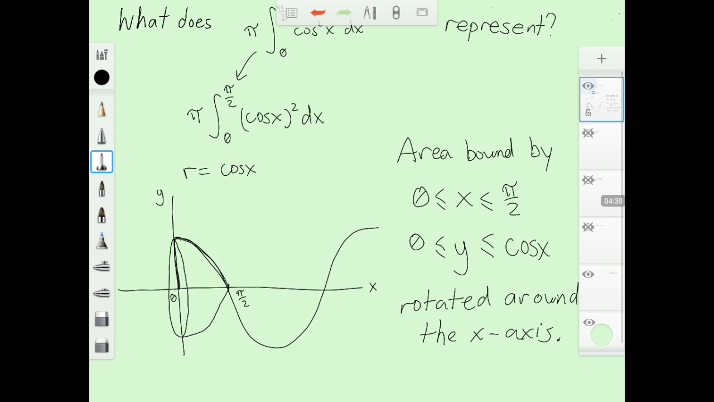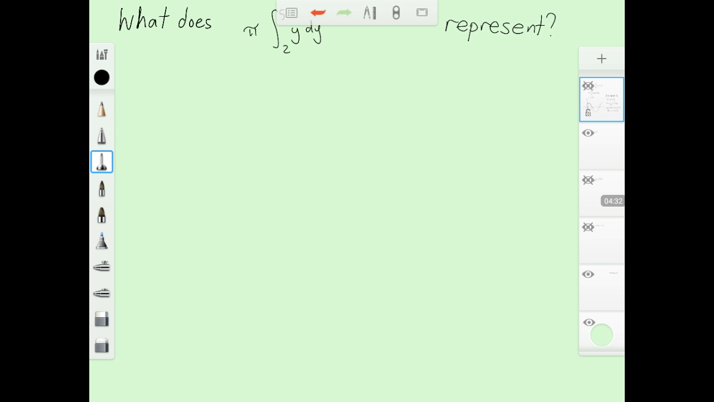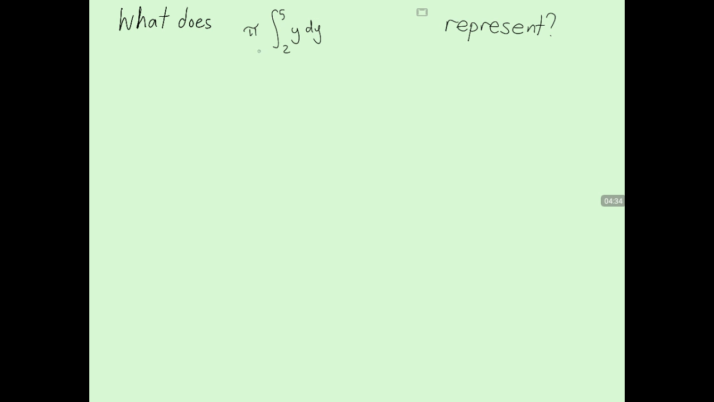Right now we're going to take a look at our second example. What does pi times the integral from 0 to 5 of y dy represent? Well, this is very similar to our previous case, except right now, instead of having our radius be cos x, we're going to have our radius be plus or minus root y. Because if we square this, then we get y, and we essentially get back to our original form.